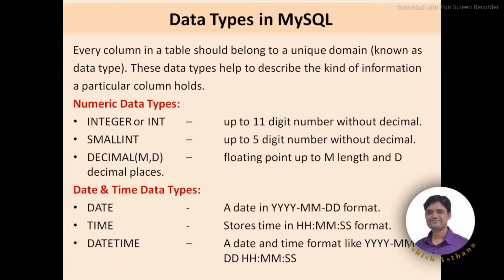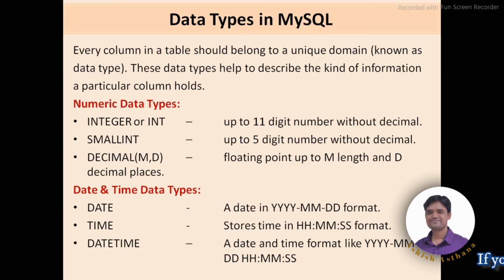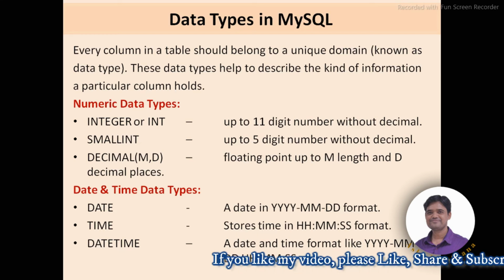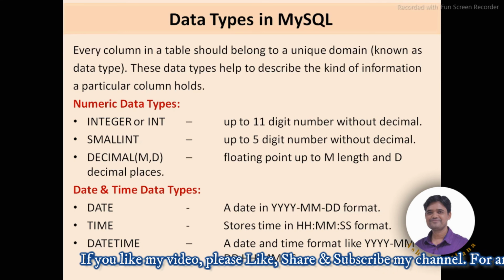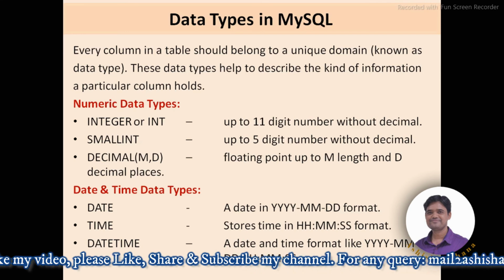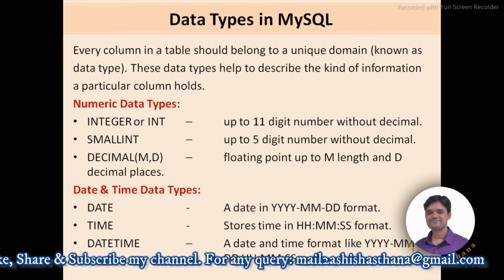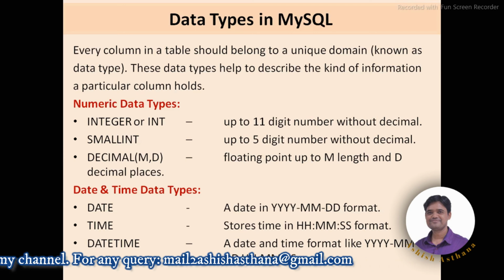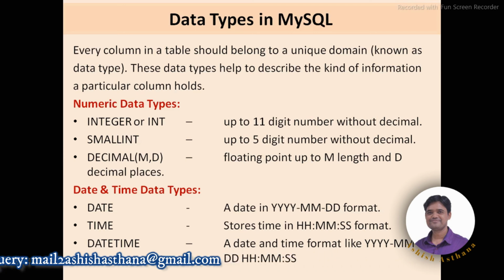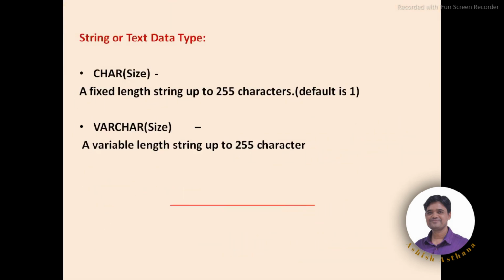In MySQL, each database table has many columns and contains specific data types for each column. Every column in a table should belong to a unique domain known as data type, or you can say the type of data. These data types help to describe the kind of information a particular column holds. These data types are categorized into three categories. First is numeric, next is date and time, and next is string or text data.